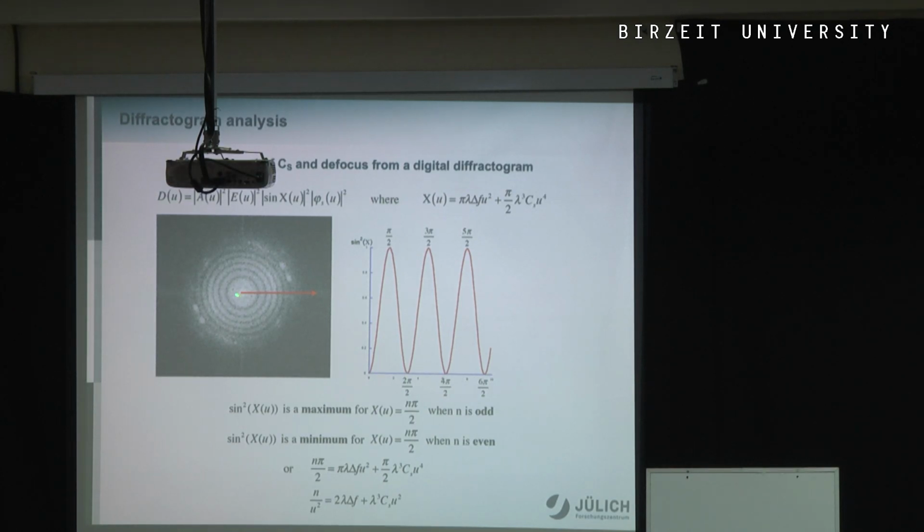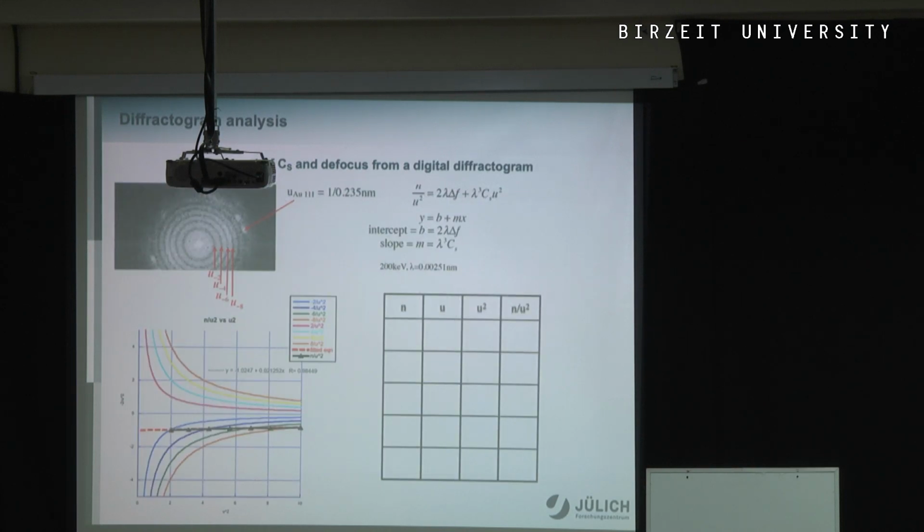Well, they're useful because if you measure the spatial frequencies at which each of these black rings occurs, it turns out that these minima occur when the aberration function chi takes values of n times pi by 2. What this means is that when you set the expression for chi equal to n times pi by 2, you end up with an expression which defines the defocus and the spherical aberration at which each of these black rings occurs.